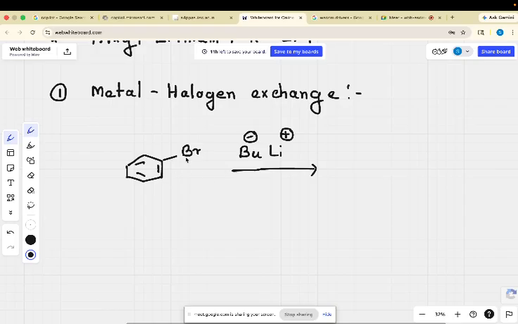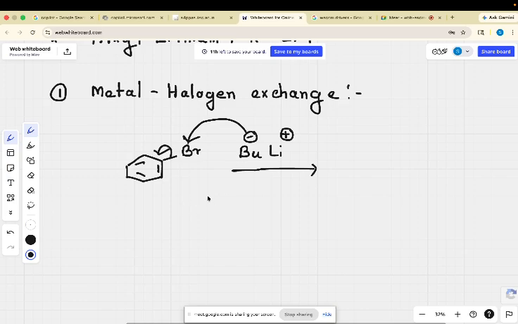And when you have bromine, what will happen here? The metal will exchange with the halogen. I have already written metal halogen exchange. Here don't think butyl minus will attack the ring and bromine will leave. It will not happen like that, because the addition elimination mechanism it will not follow. So what will happen here, this butyl minus will attack the bromine, and this bond will break like this.